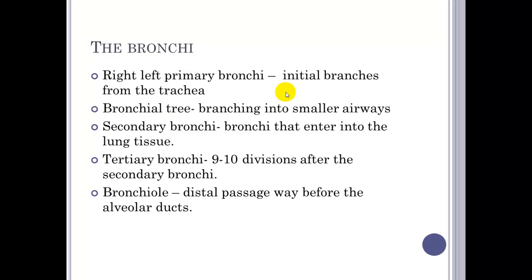The bronchi: the right and left primary bronchi are the initial branches from the trachea. These are the main branches, so trachea, right and left. The bronchial tree branches into smaller airways, and that's going to be something like this. Secondary bronchi are bronchi that enter into the lung tissue.